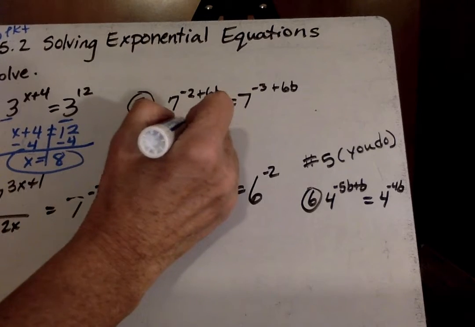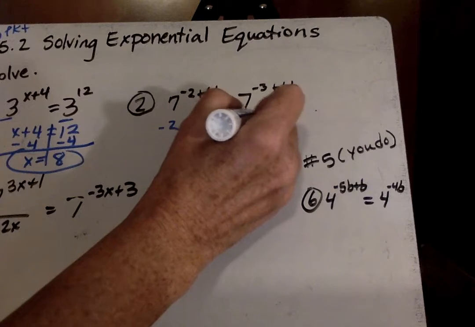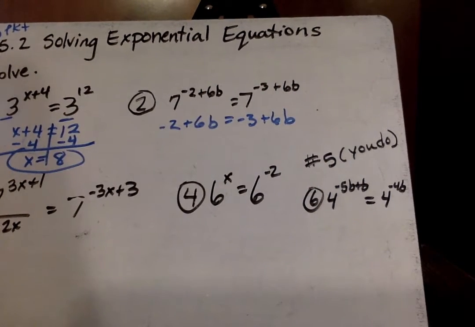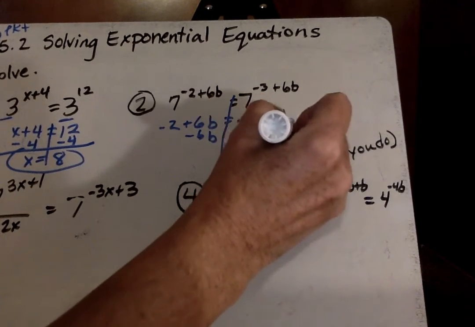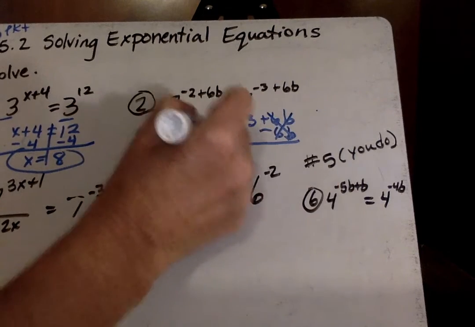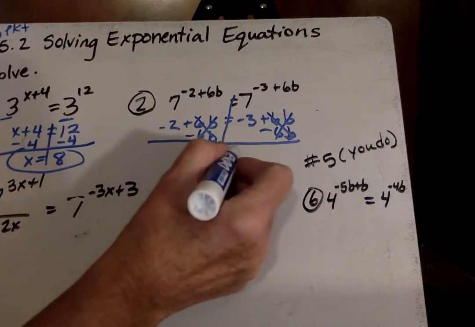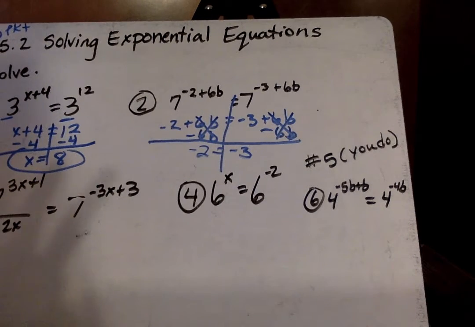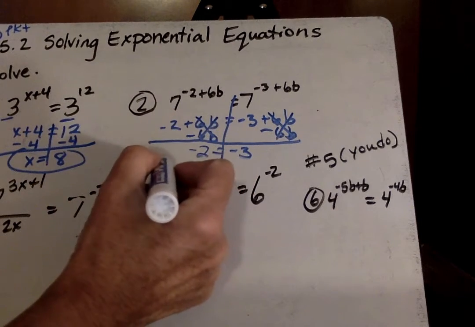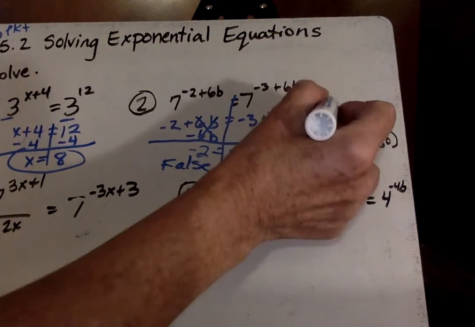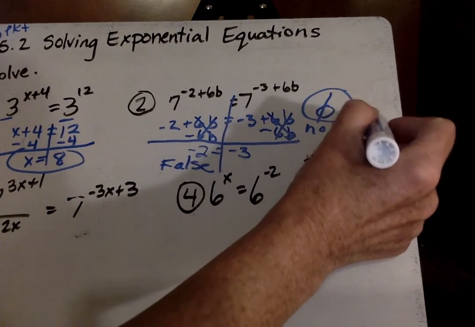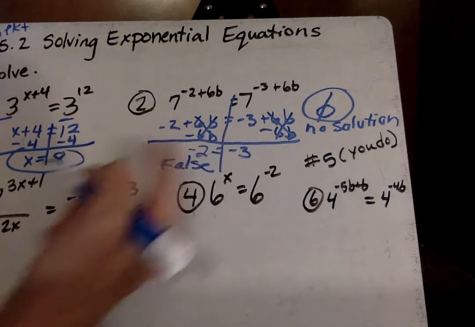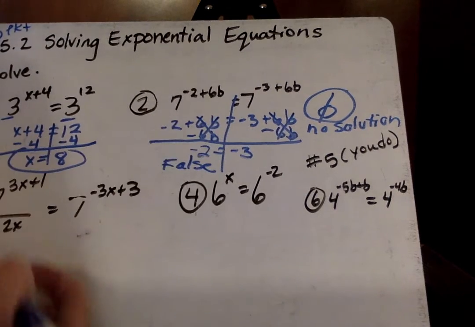So negative 2 plus 6b equals negative 3 plus 6b. Okay, we want to get the variables on the same side, so we're going to go minus 6b on both sides. Oh, there's no more variables, so negative 2 equals negative 3. Now, when the variables disappear, there's two different things that can happen. This can be a true statement or a false statement. In this case, negative 2 equals negative 3. That's a false statement. When you get a false statement, your answer is empty set or no solution. If this had been true, then it would be infinitely many solutions. But in this case, it's false and there's no solution.